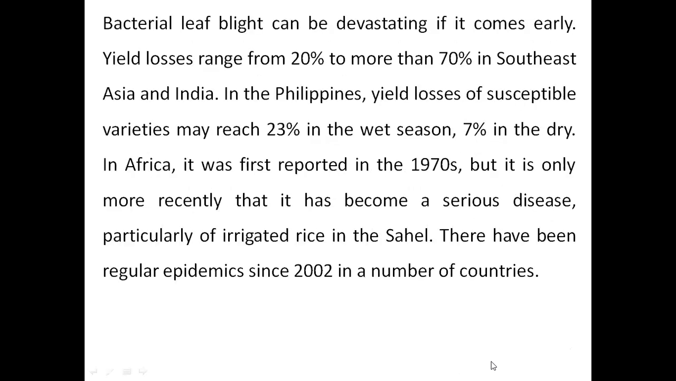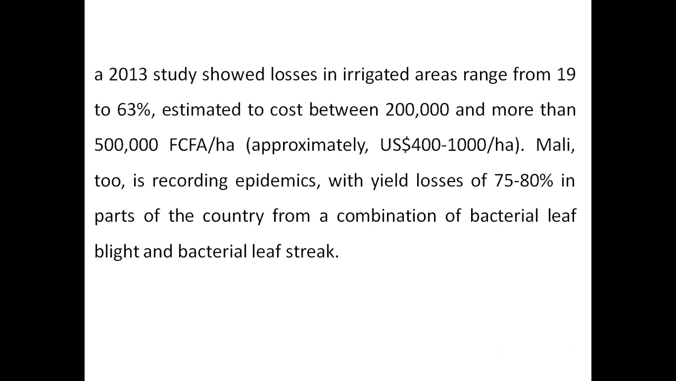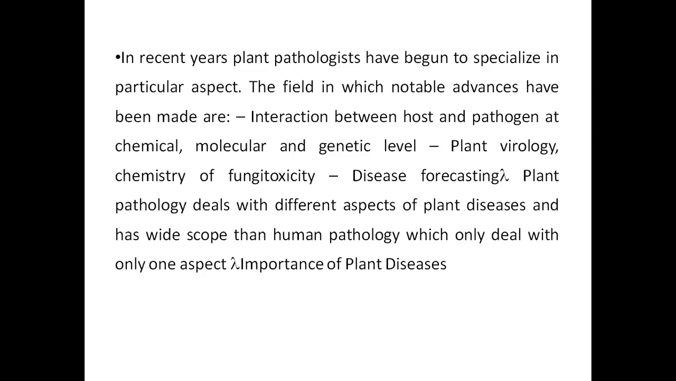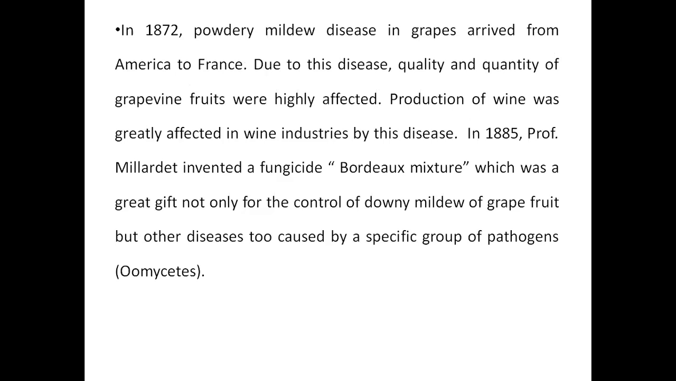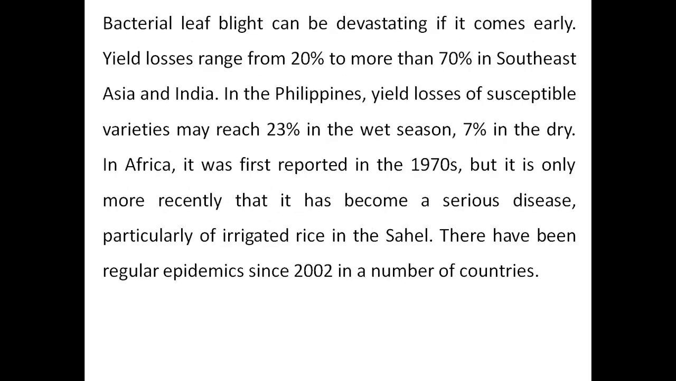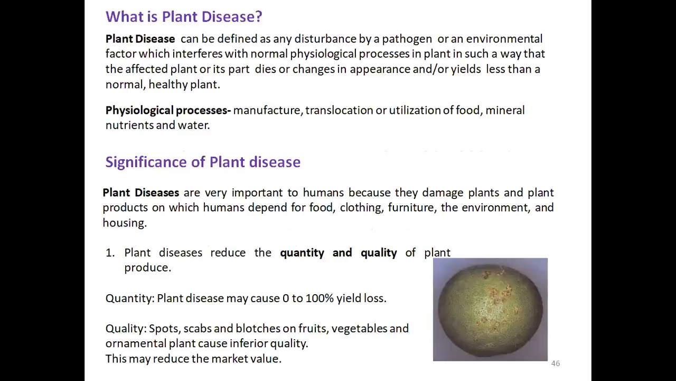Due to attack of this rust disease, the government of India started the All India Coordinated Wheat Project, where several centers were developed. In this way, it was mandatory to develop wheat varieties which should be resistant to the wheat rust. So we can quote several examples like this.